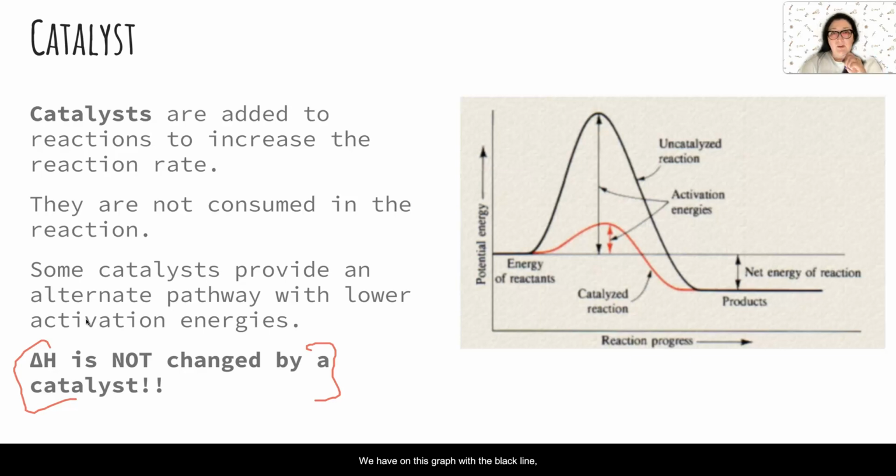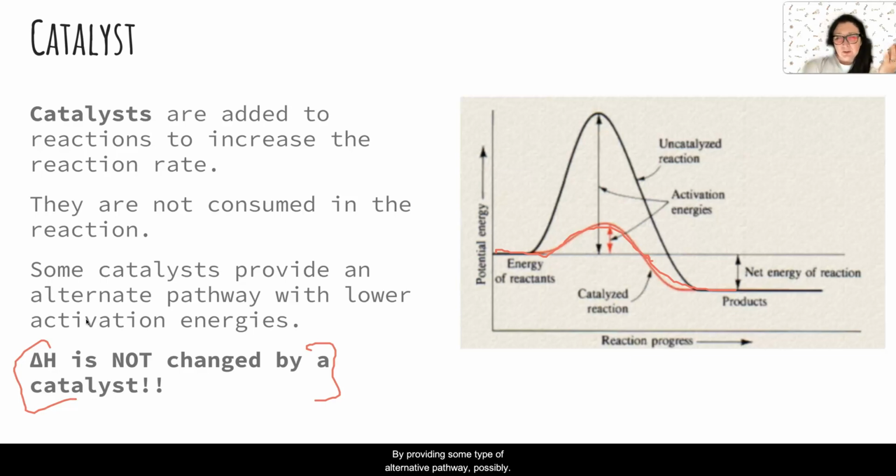We have on this graph with the black line, that's the uncatalyzed reaction. That's just the regular reaction with no catalyst in it. And then we know we throw in an appropriate catalyst and it reduces the size of the hill, makes the activation energy lower. There we go.